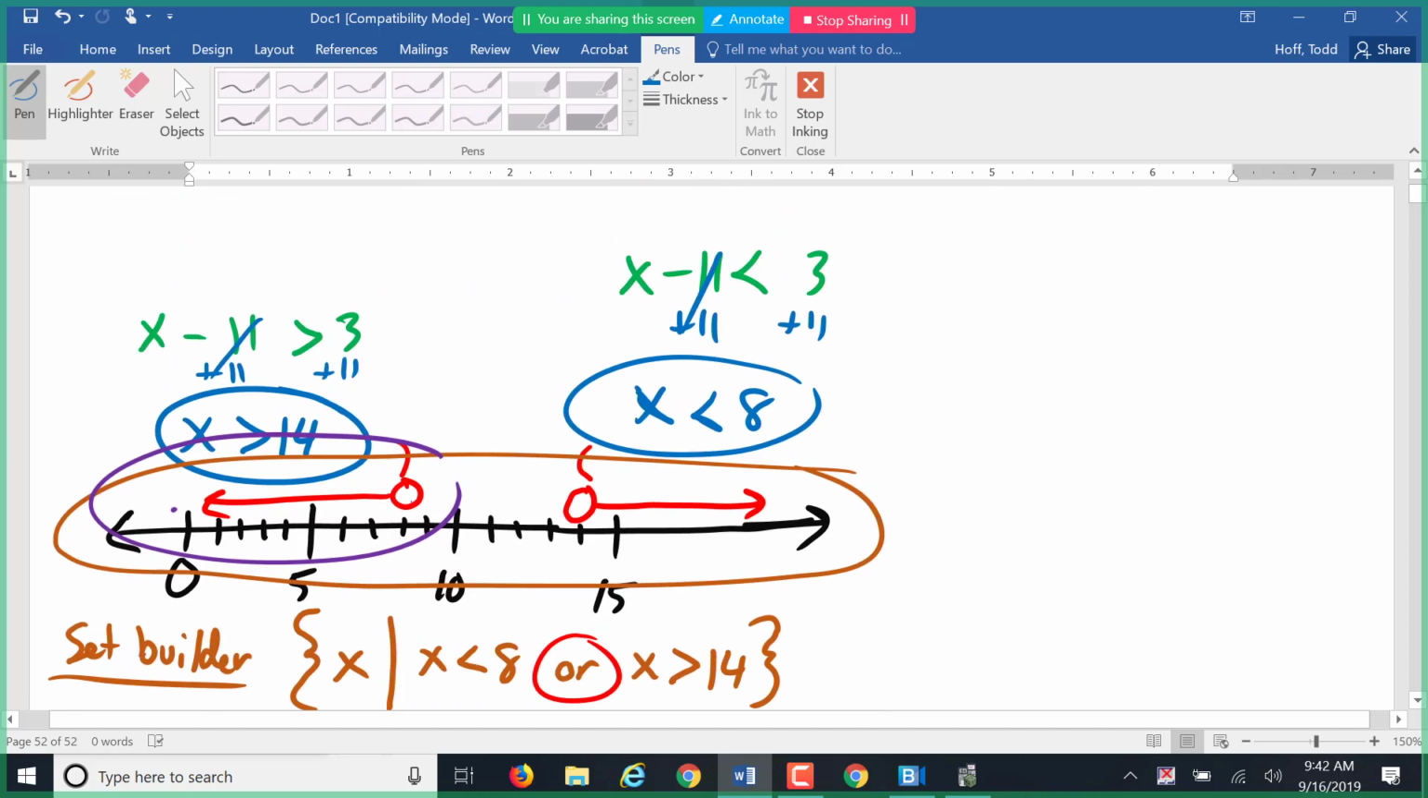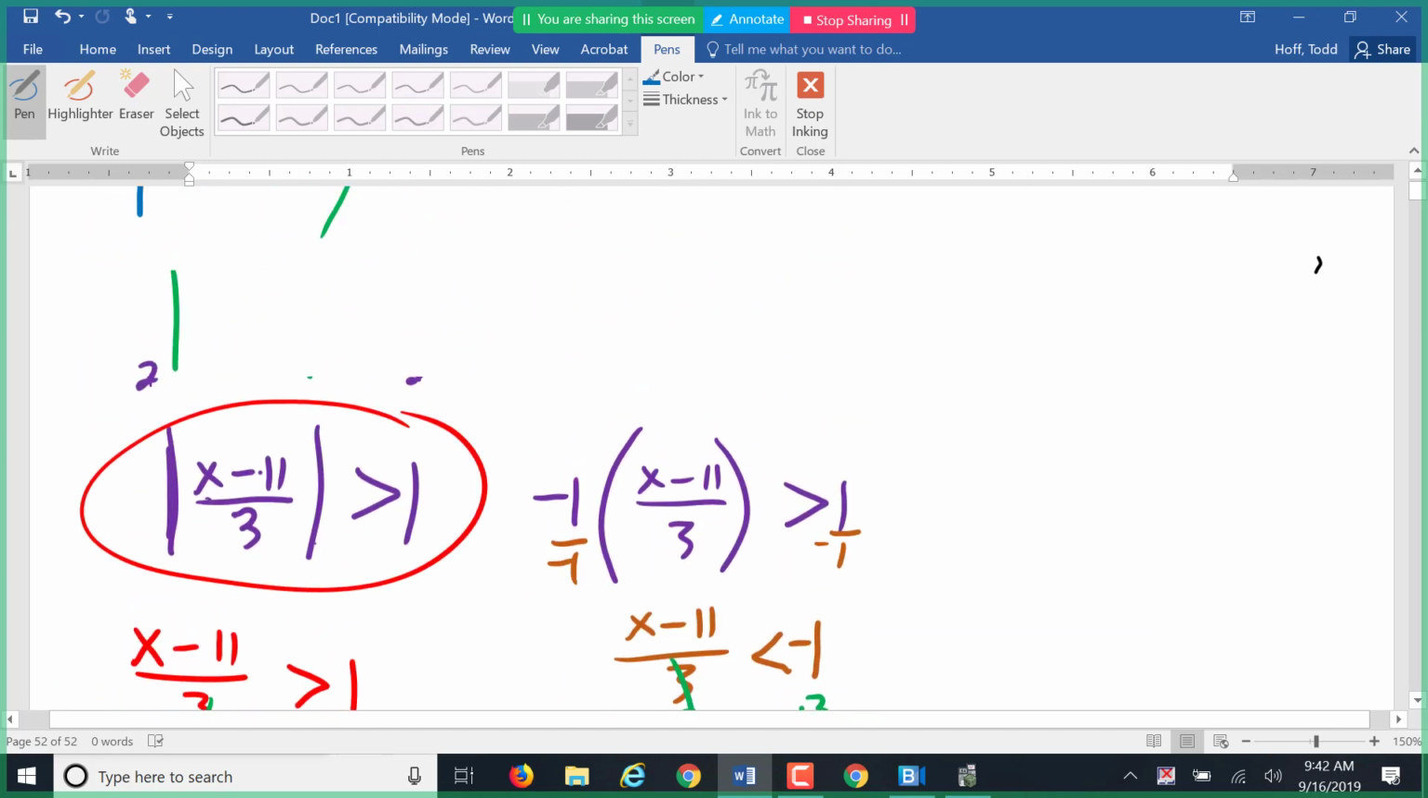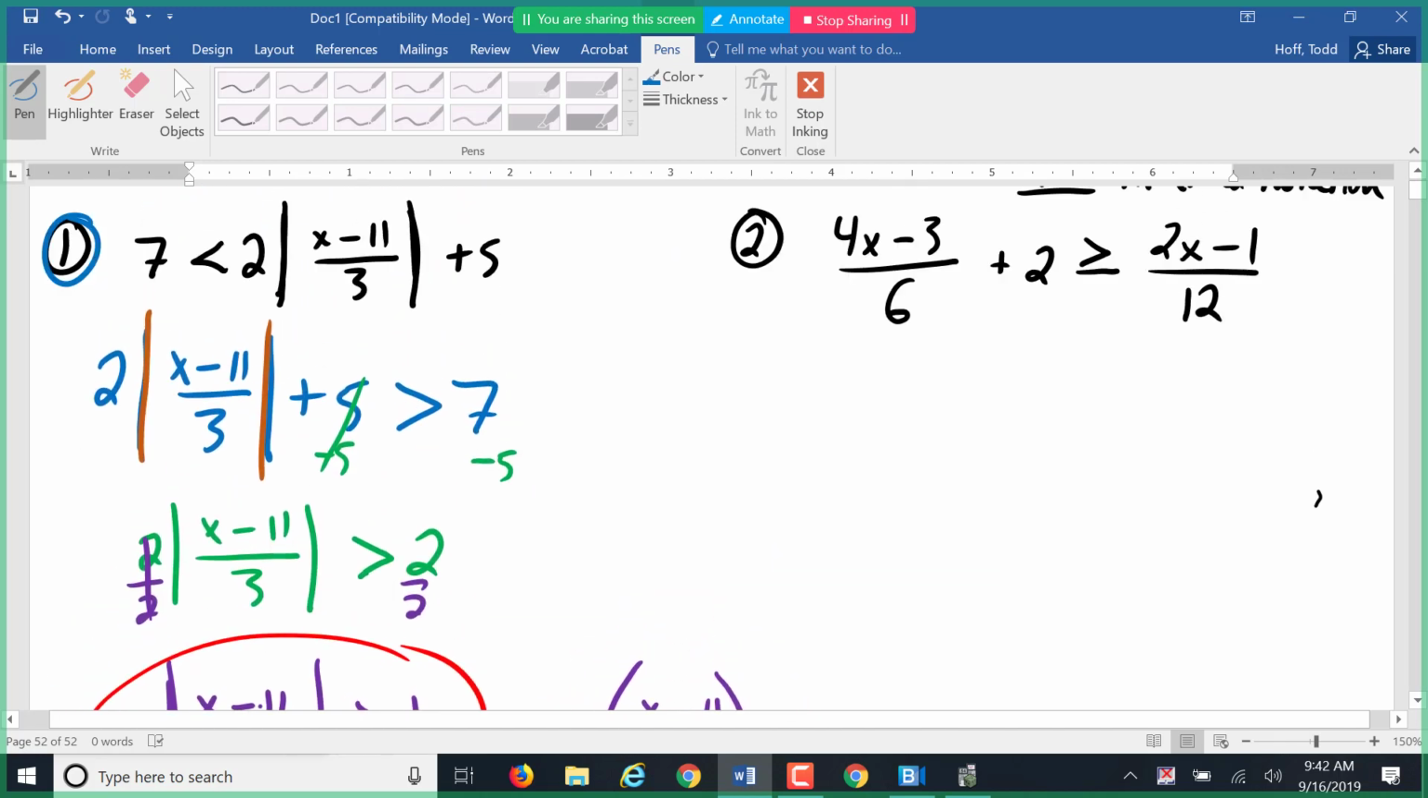Okay, let's go back up to the other one. I'm assuming many of you didn't even get a chance to start the second one. That's okay.